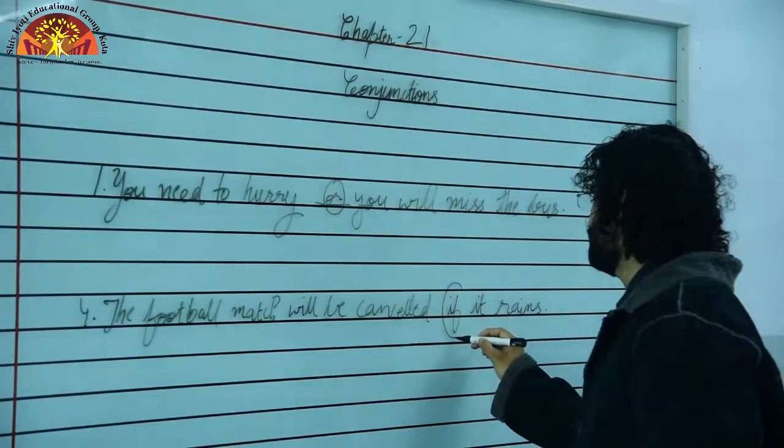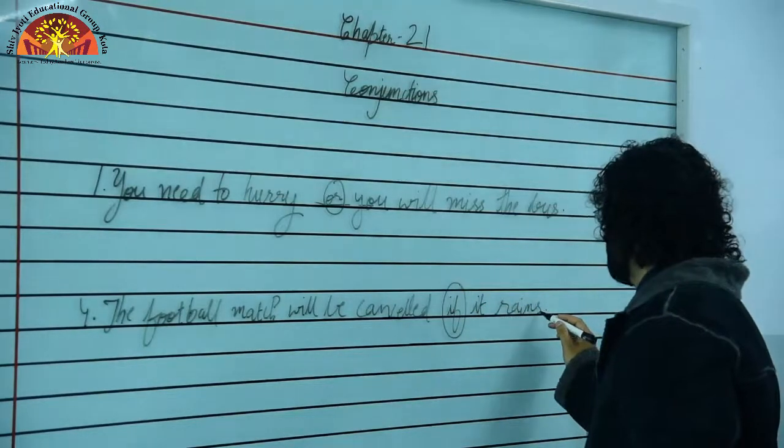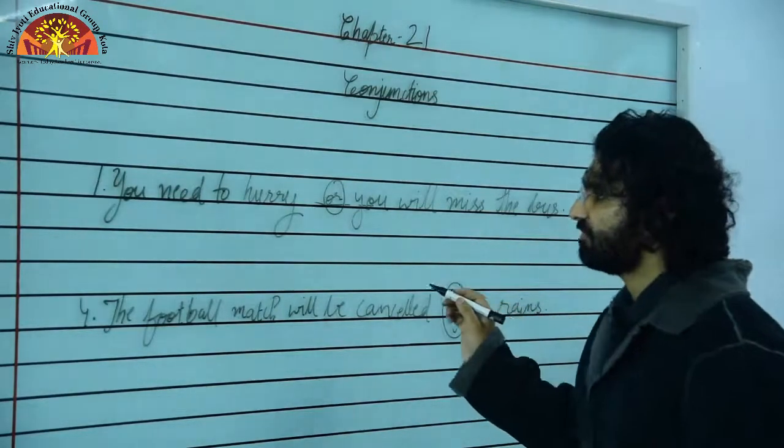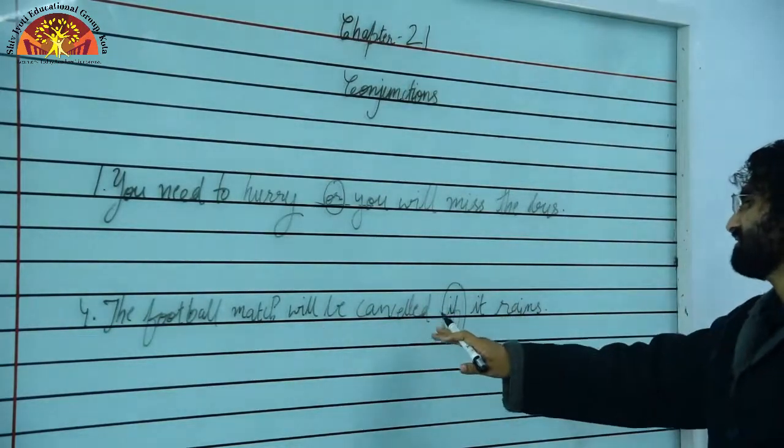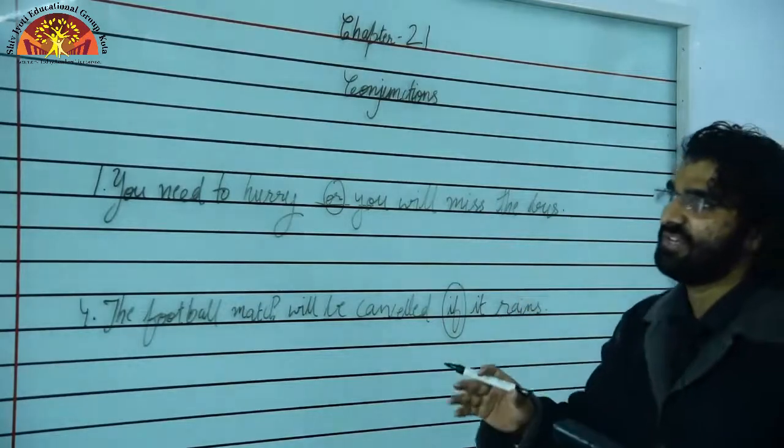Sometimes it happens that it starts to rain and you were about to play cricket or football in the park, and it's wet now, you can't play anymore. The football match will be cancelled if it rains. So I believe you can do the rest of them on your own.